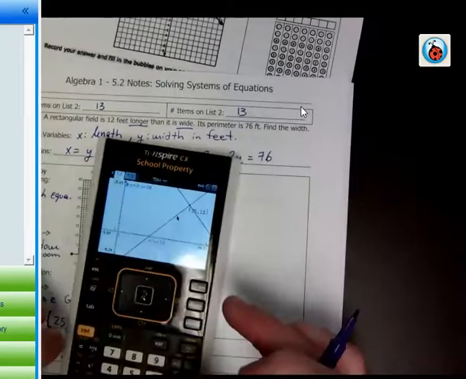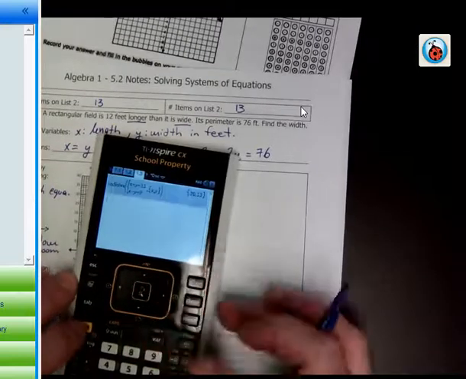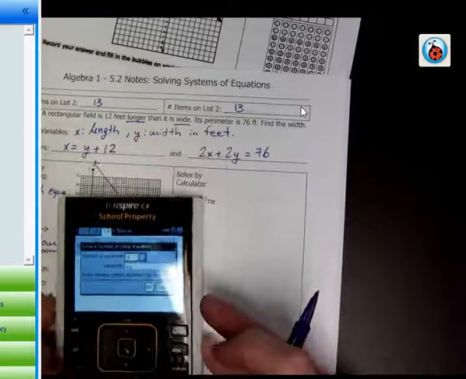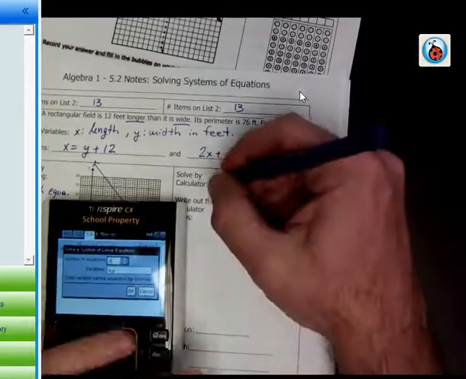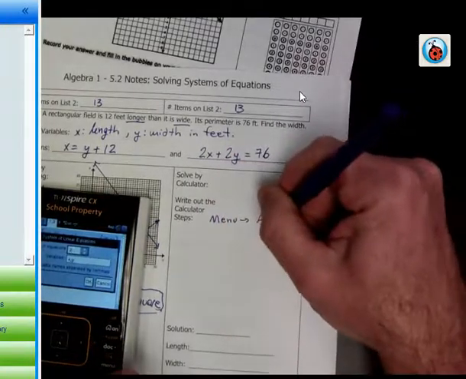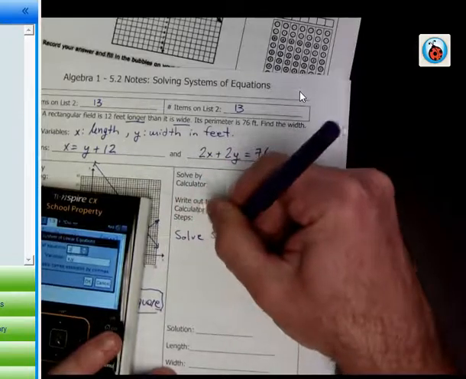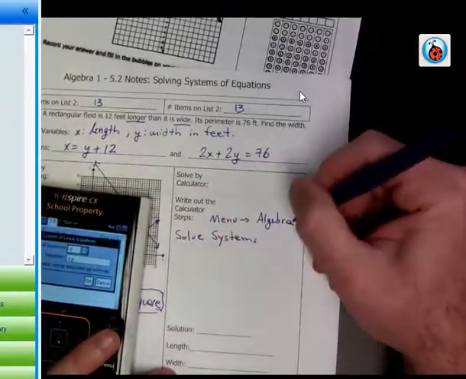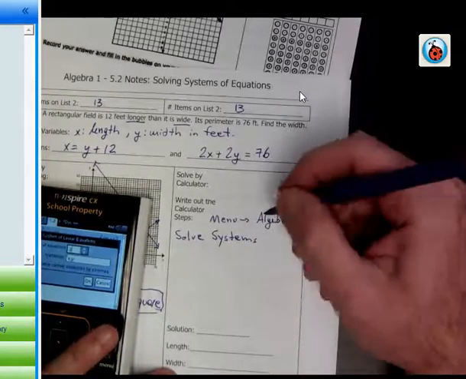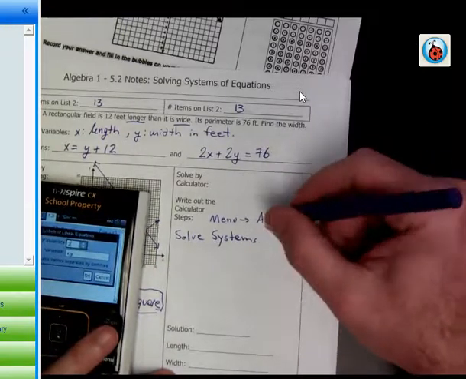Okay. So using our other method, I already have a calculator page, so I'm going to do menu, algebra, solve systems. It's a good idea. I don't think we're ever going to have to write it again. We're just getting you guys used to it. It's good to write it out, so maybe it will help you memorize it.